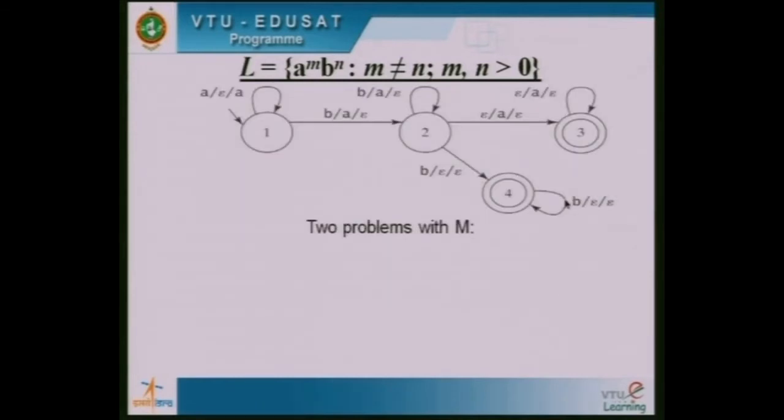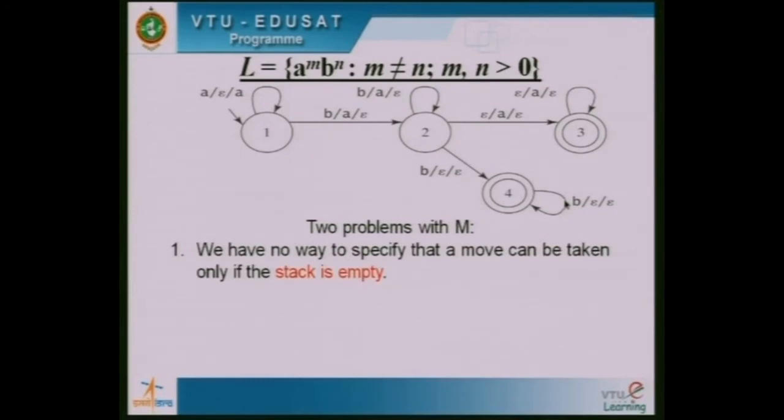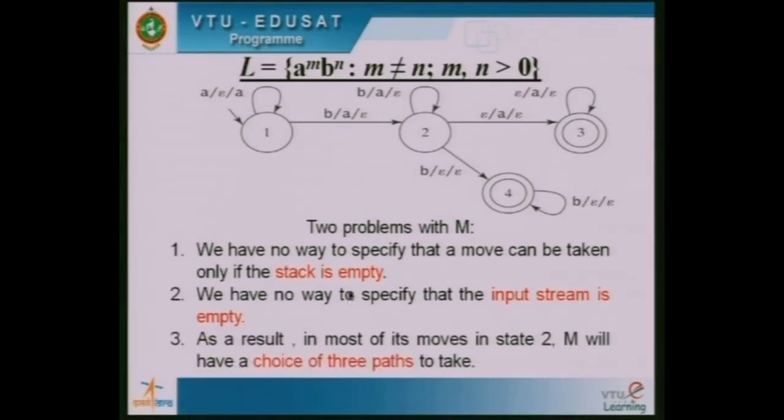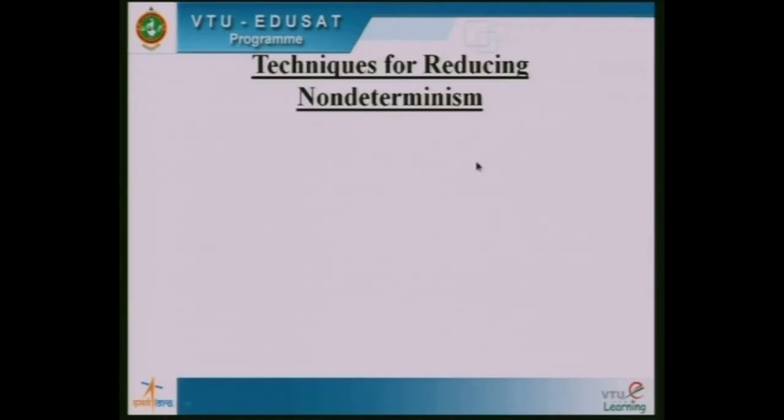So, here we have 2 problems with m. We have no way to specify that a move can be taken only if the stack is empty, and we have no way to specify that the input stream is empty. Hence, as a result, in most of its moves in state 2, m will have a choice of 3 paths, 1, 2 and 3. Hence, it is non-deterministic. So, in order to overcome these problems, we go for using some techniques for reducing non-determinism.